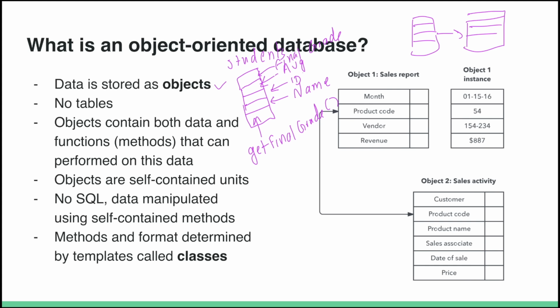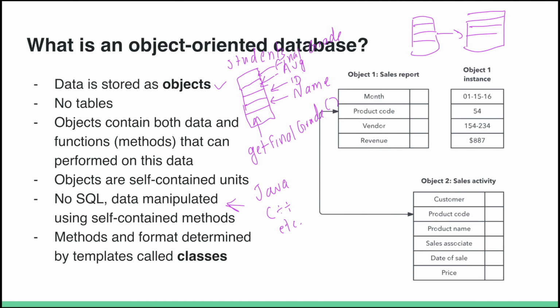Except it's going to be related to one specific class. Sorry, I didn't mean to say classroom project. I meant to say one specific class object. So a group of students may be related to one class object, another group may be related to another class object, and so forth. Now, there's no SQL, and data is manipulated using these methods. And these methods are generally going to correspond to an object-oriented programming language like Java, C++, etc.